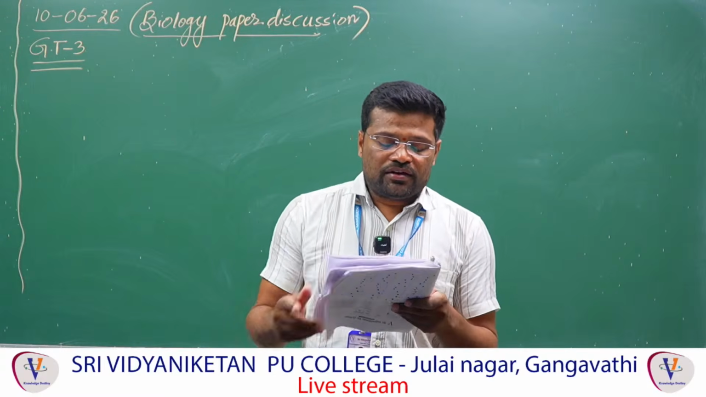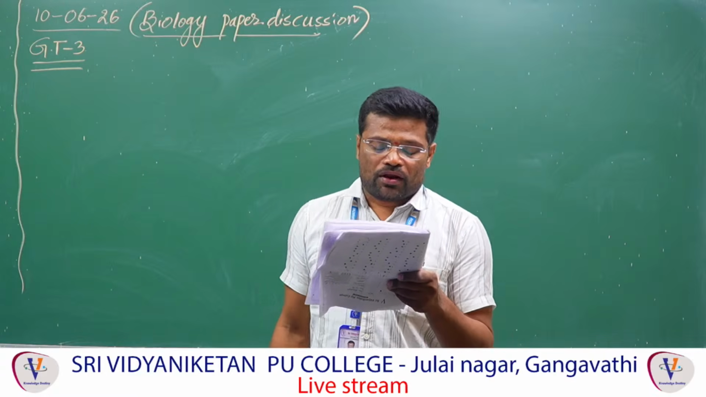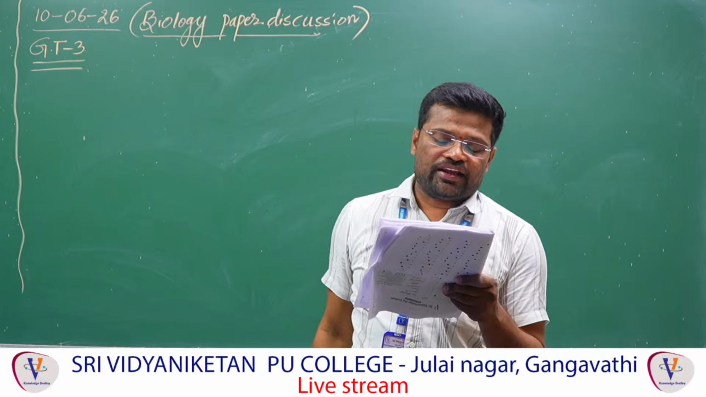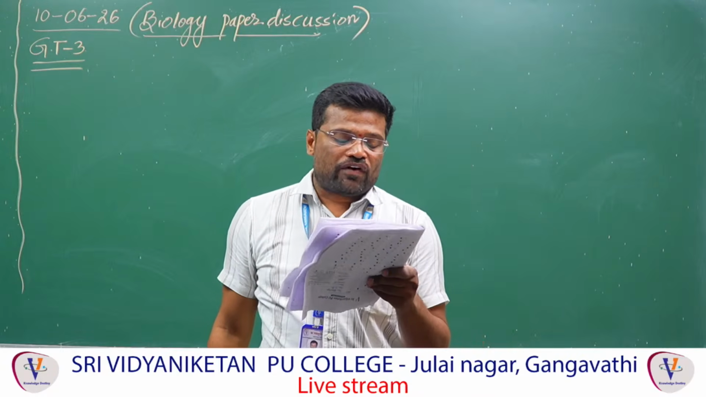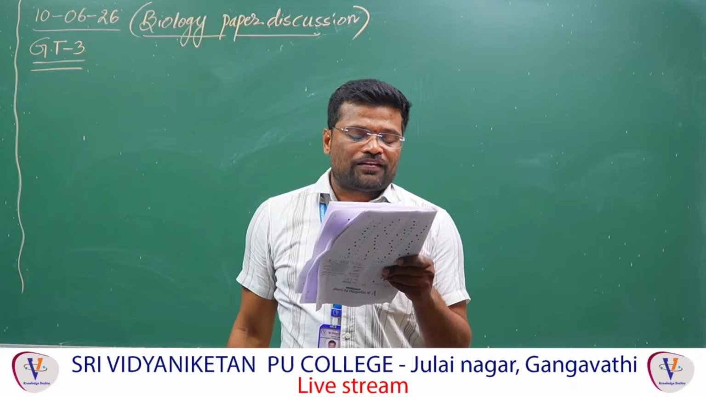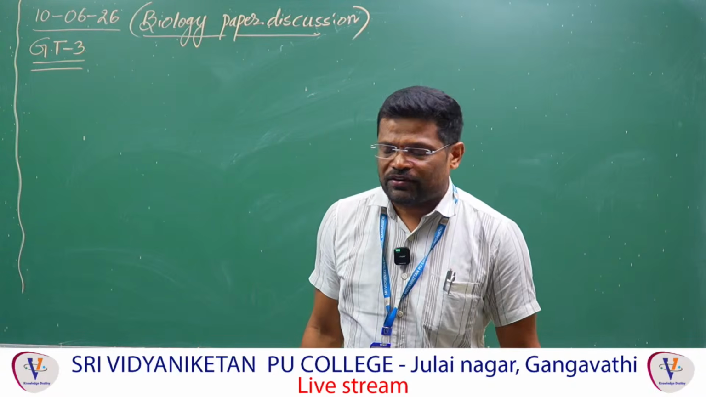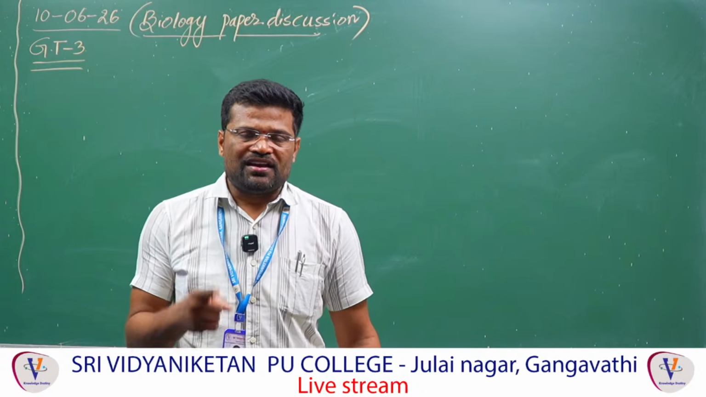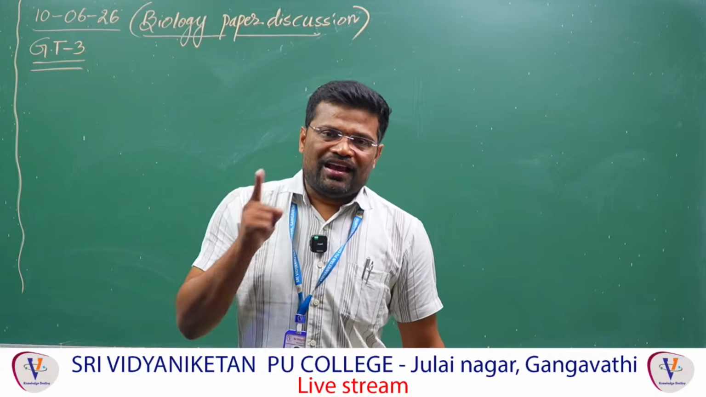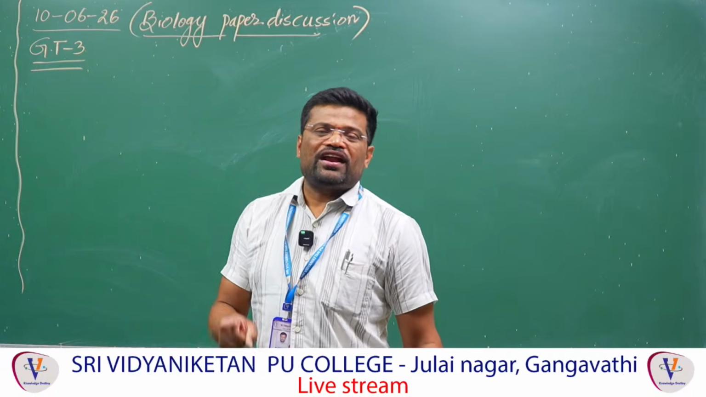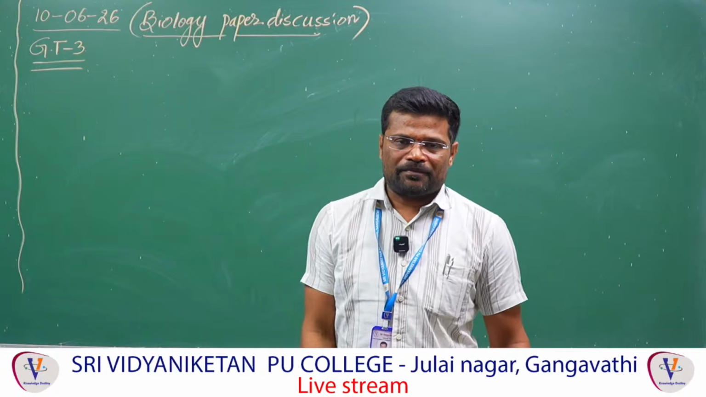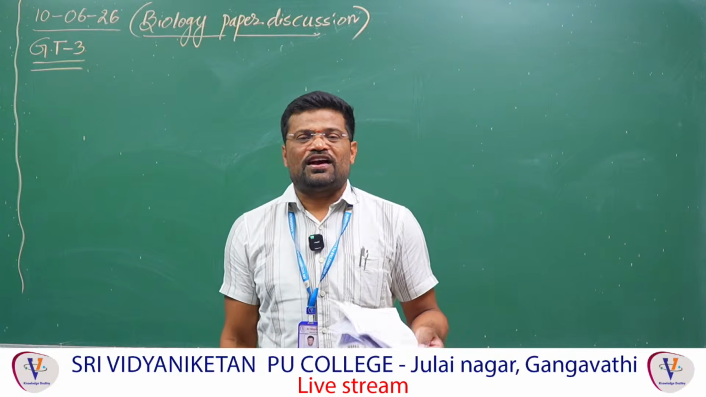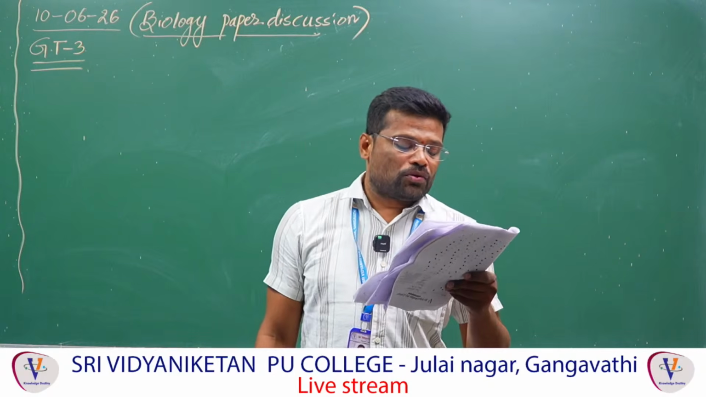Question number 128, identify the incorrect statement from the following. Your incorrect statements are B and D. According to this question, B says diabetes insipidus is caused by the deficiency of insulin. My dear students, multiple times we have discussed this. Diabetes insipidus is caused by the deficiency of antidiuretic hormone or vasopressin.